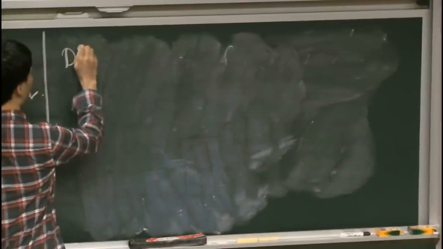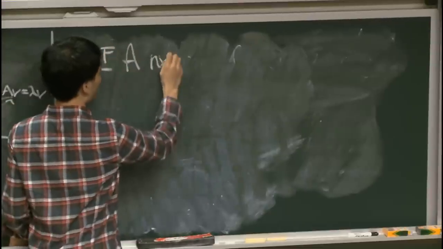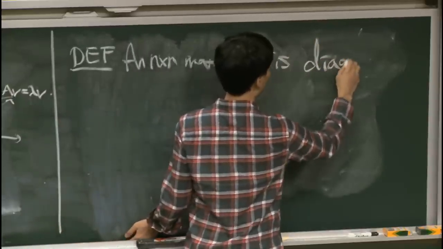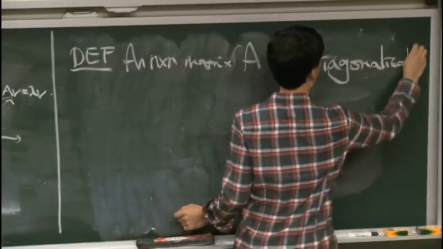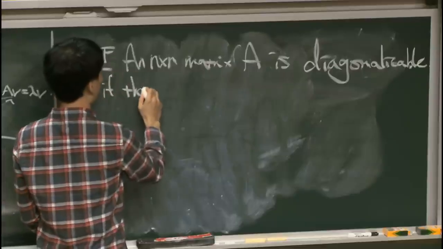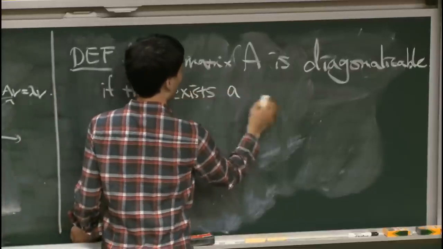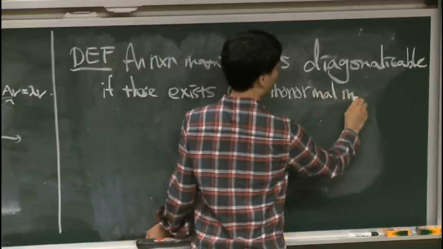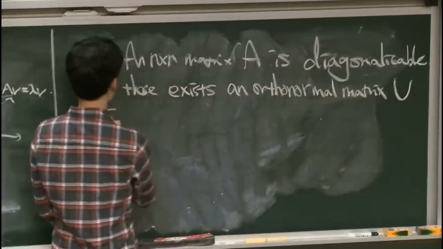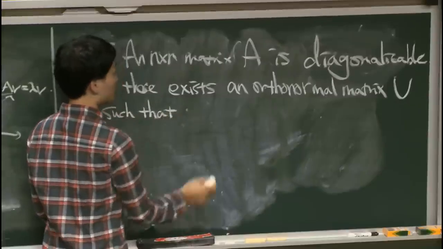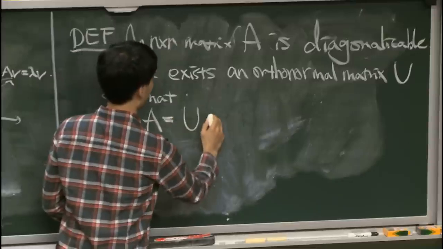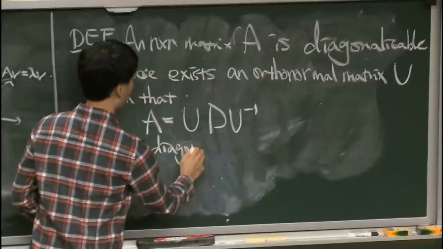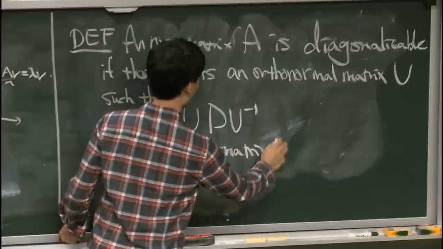So in an extreme case, an n by n matrix A, we call it diagonalizable if there exists an orthonormal matrix, I'll recall what that is, U such that A is equal to U times D times U inverse for a diagonal matrix D.